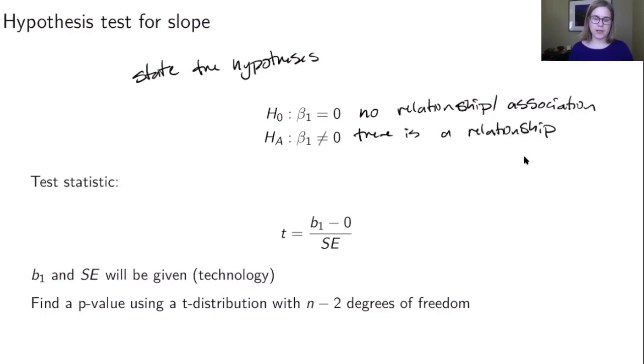So if we're thinking about our test statistic, that's our point estimate, B1, minus our null value, the number that shows up in our null hypothesis, and that's 0. And then we're going to divide by the standard error. So just like with a confidence interval, I will give you B1 and the standard error from technology. And then what you're going to need to do is find your t-value and then use that to find a p-value using a t-distribution with n-2 degrees of freedom. So let's try it.